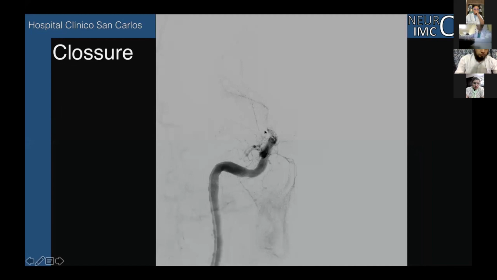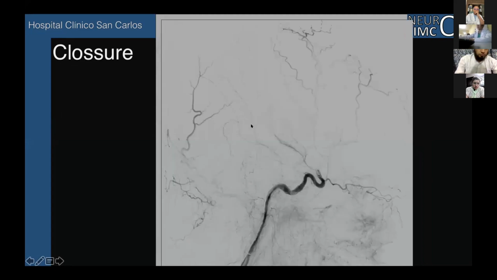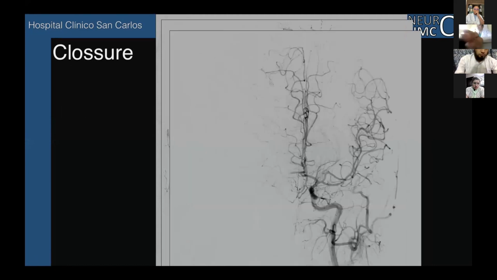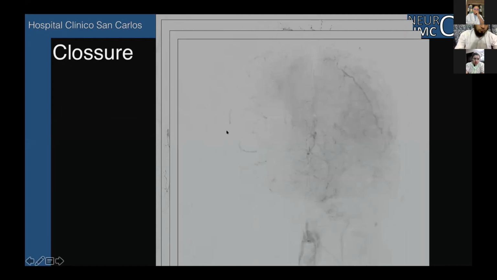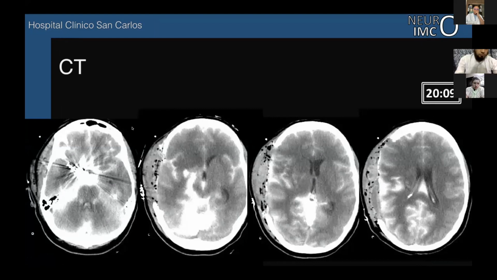From here, preserving the anterior cerebral artery, finally coiling the middle cerebral artery. This is the contralateral injection. You see some flow, collateral circulation. This is the final CT in the angio suite.